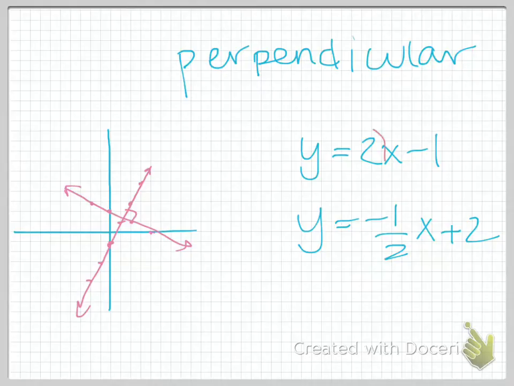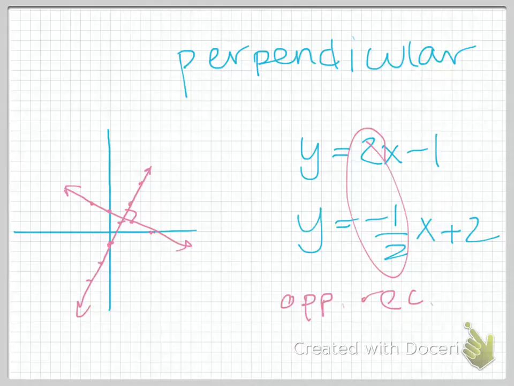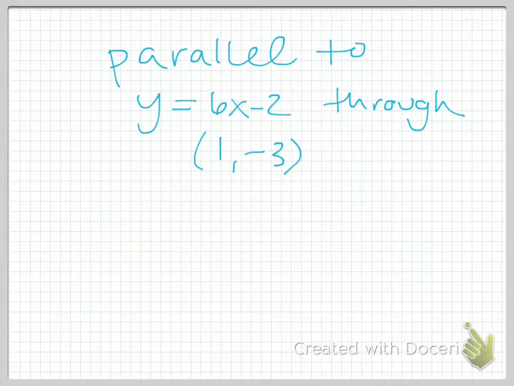The slopes for these are opposite reciprocals. Okay, so one's positive, the other one's negative. One's 2, one's 1 over 2. They reciprocal each other. Okay, perpendicular lines are always opposite reciprocals. So if I want to find an equation that's parallel to this line but runs through this point, I'm going to use the same slope here. So parallel lines have the same slope, so my slope is 6.